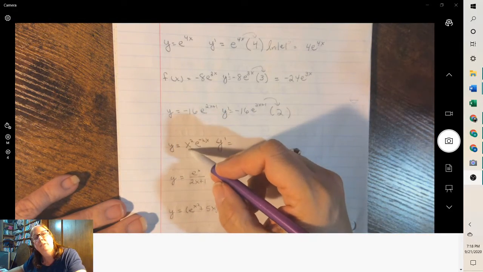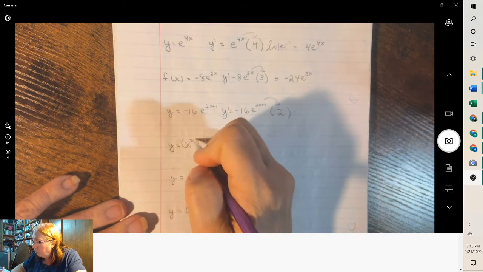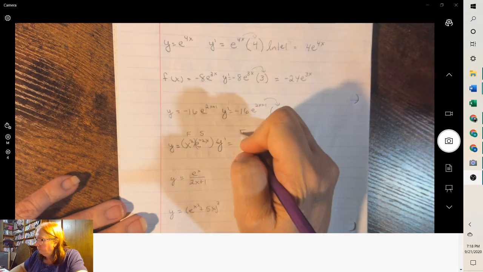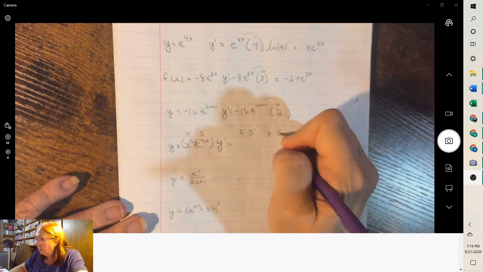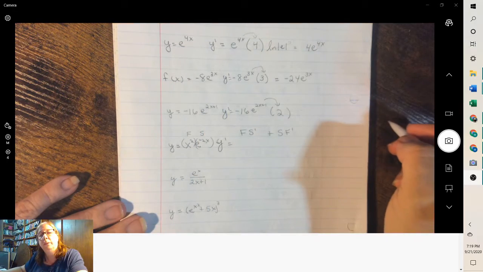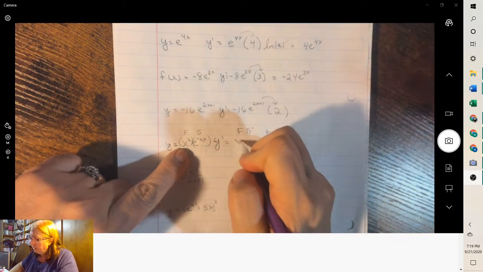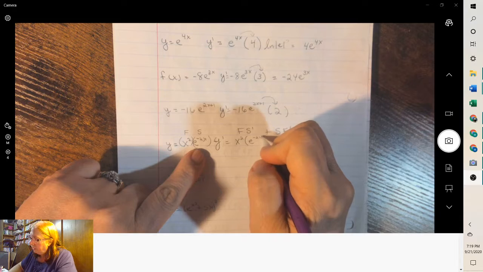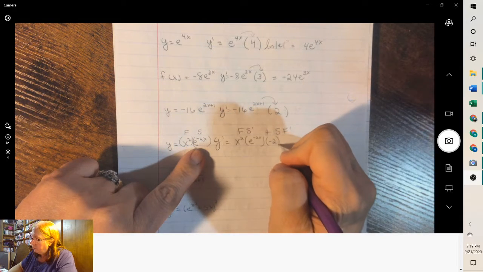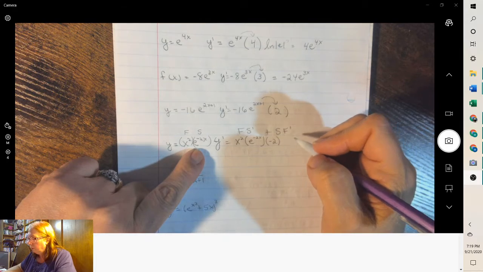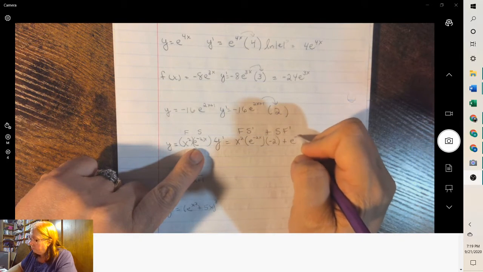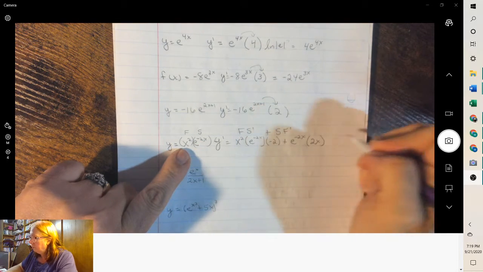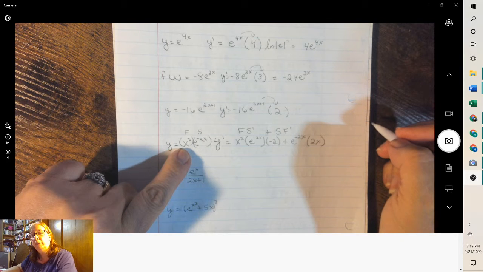This one, though, is not just a number in front, it's a variable. This is a product rule. First times the derivative of the second plus the second times the derivative of the first. So this is our first, x squared times the exponential e to the negative 2x times the derivative of the exponent and the natural log of e, which is 1, plus the second times the derivative of the first, which is just 2x. And that's your derivative.